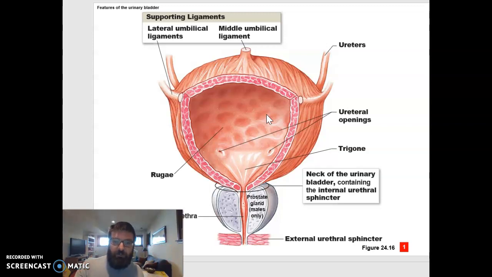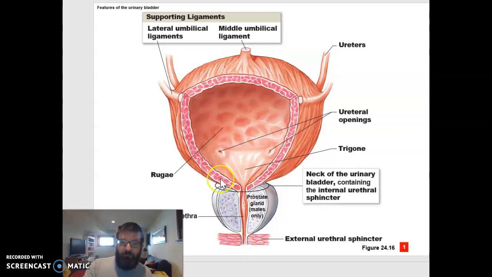You also have what's called a trigone, which is 3 holes. 2 of them are incoming, your openings of your ureters, 1 coming from each kidney, so you have 2 of them. Those bring the urine in, and then you have 1 that is the exit hole for the urethra, and this would be a male because we're going again through the prostate.